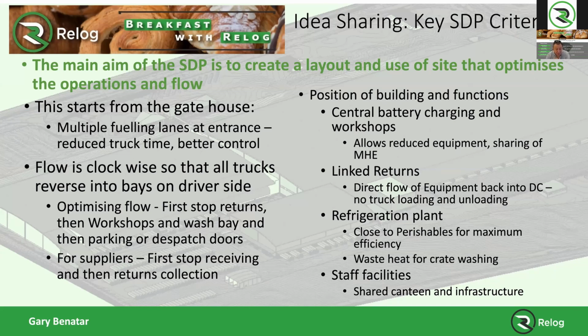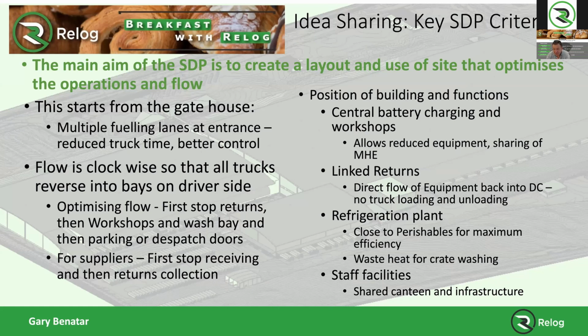Looking at where you stop first, you go to returns, then you go to workshops or wash bays, then parking or dispatch doors, so that the flow is there. And when you're looking at the supplier flow, the first stop is receiving, and then possibly going to a return center for collection, making sure those flows work.